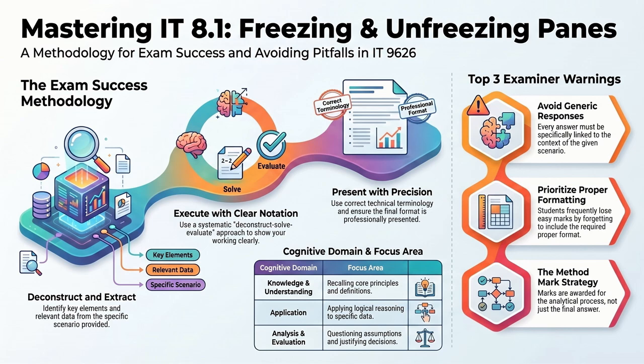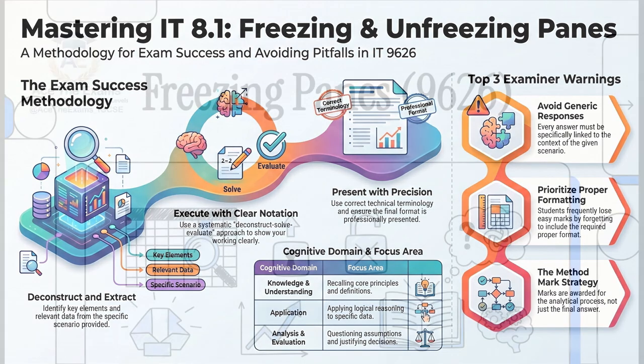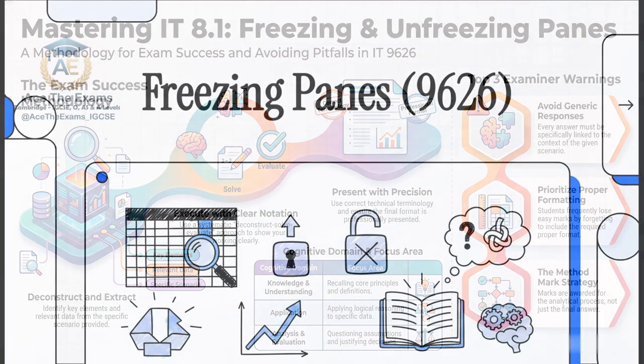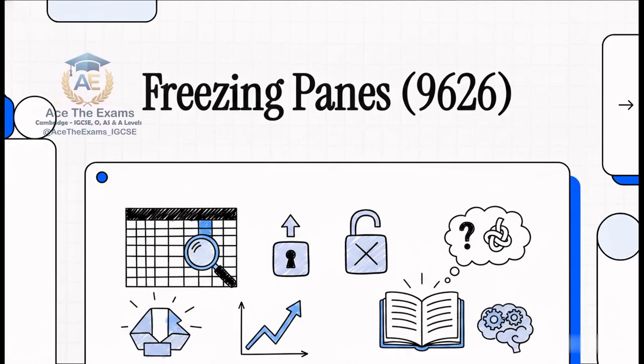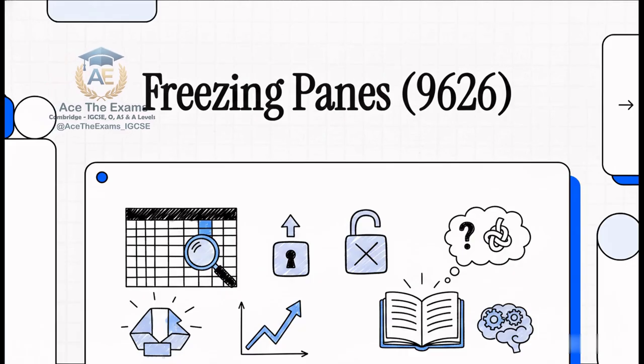Welcome back. I am so excited you're here today because we're taking on a topic that literally trips up thousands of students every single year. We are diving into Section 8.1 of the Cambridge Information Technology syllabus. Specifically, we're looking at the 9626 AS and A-level track on freezing and unfreezing panes in Windows.